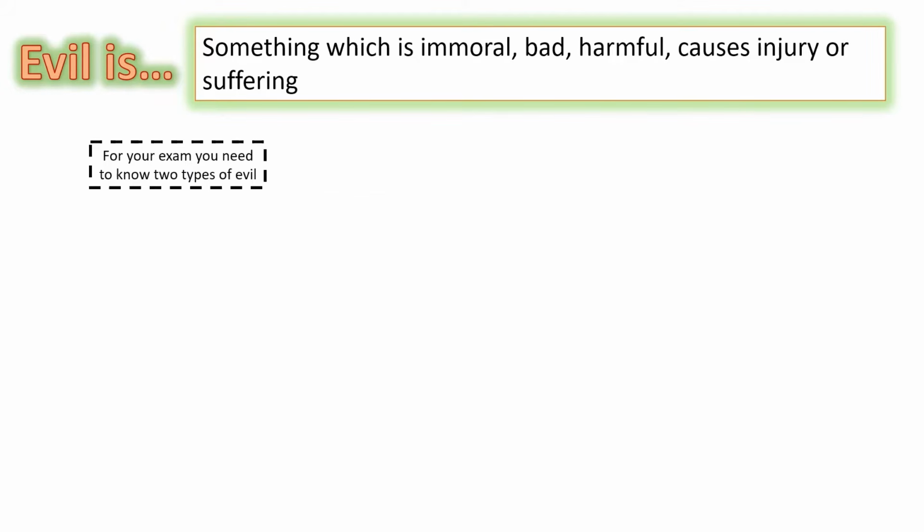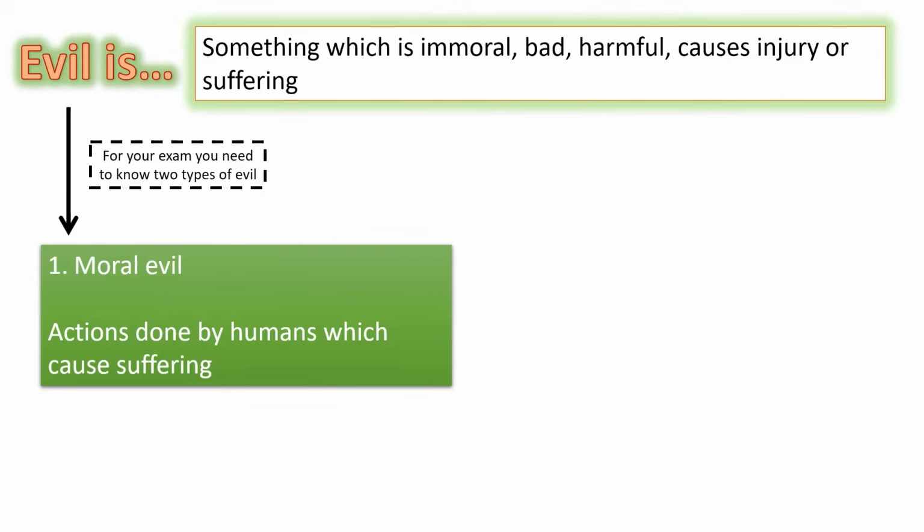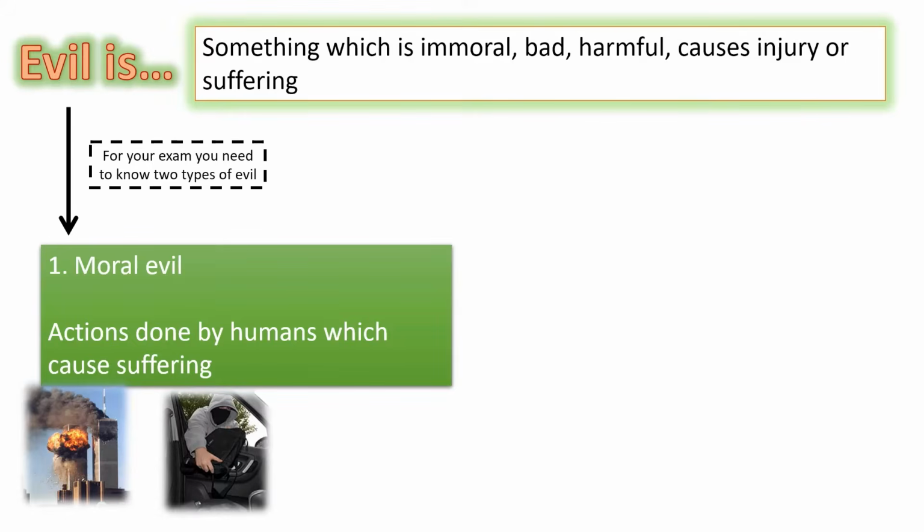However, for your exam, you're going to need to explore two specific types of evil. The first one is moral evil, and these are actions done by humans which cause suffering. So these are things which humans will do, such as terrorism, theft, and war. Each of these are instigated or caused by humans, and then they inflict pain, harm, injury, suffering on others.